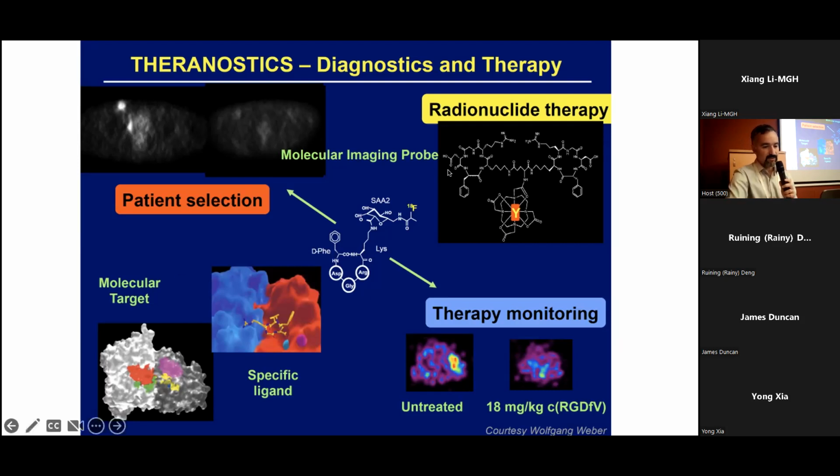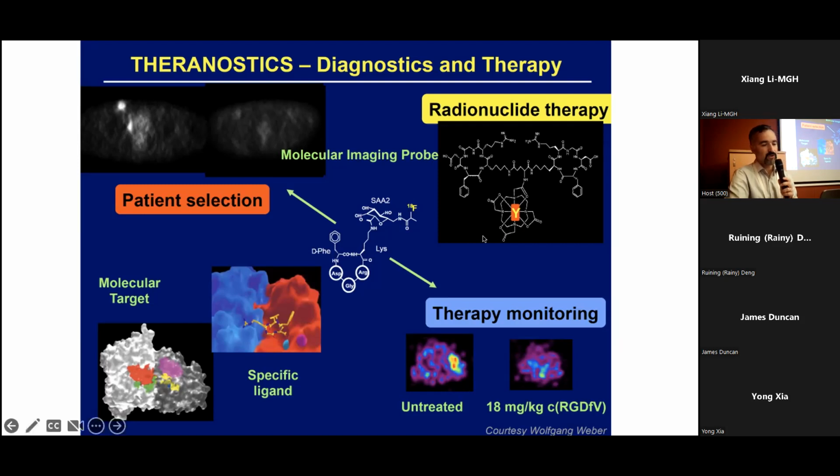and you could image them all over the body. Now imagine instead of radio labeling with something that emits light and gamma rays, instead you radio label with something like yttrium or lutetium. Instead of emitting light and gamma rays, it emits particles. So then they sit on these cancer cells and they bombard the heck out of them with these particles, doing DNA breaks, etc.